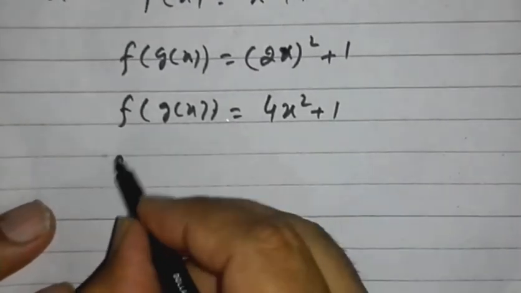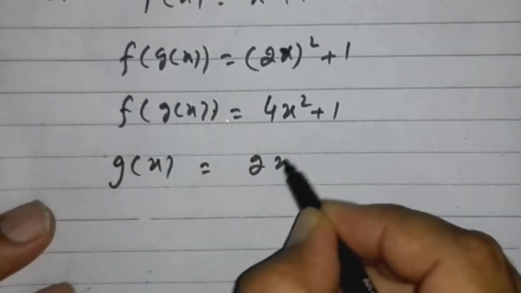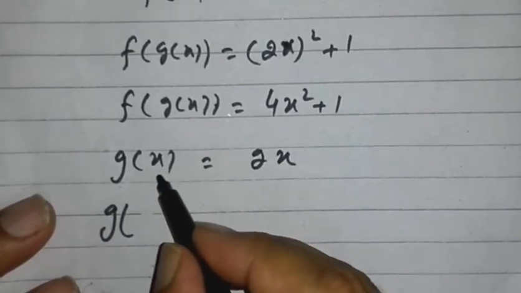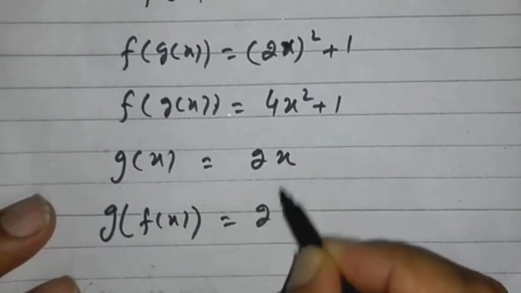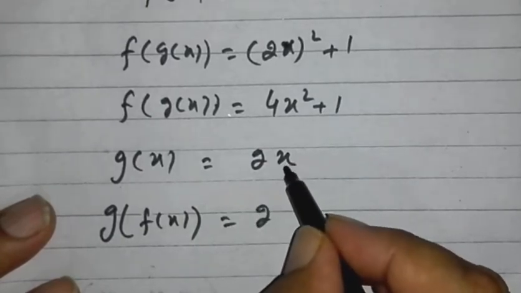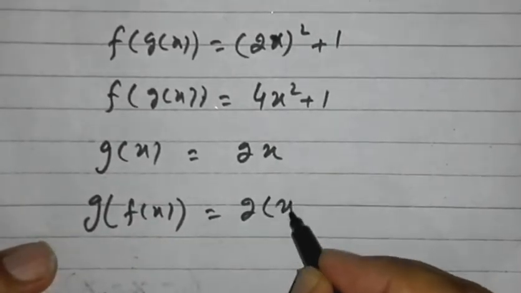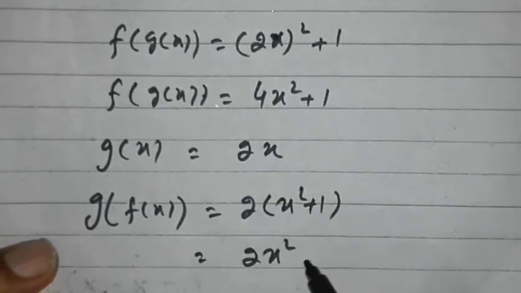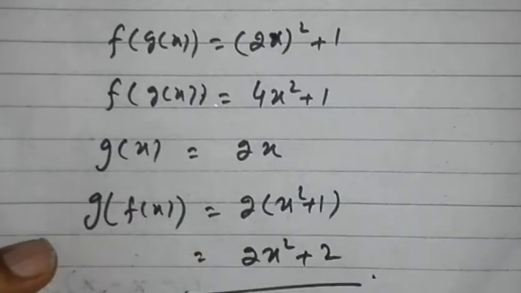Now g of x is given as 2x, so in place of x we put f of x, which is x square plus 1. So we put here x square plus 1, multiply this, and we get 2x square plus 2 times 1 is 2. So we have found these two.